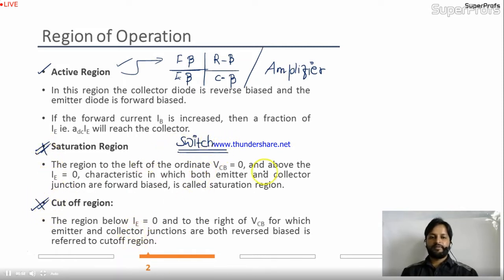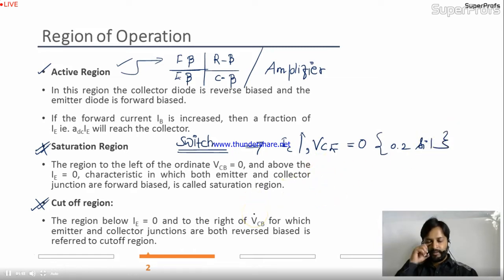So in the saturation, during saturation the current IC is very high. I'll talk about VCE, it will be 0 and practically it's 0.2 for silicon type of BJT.